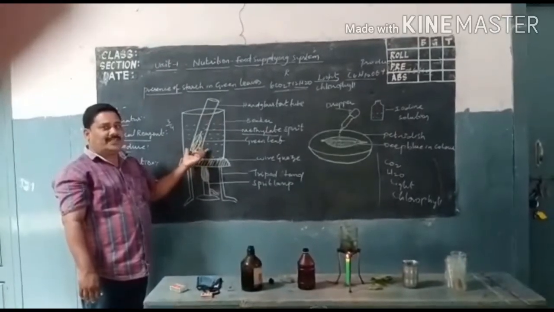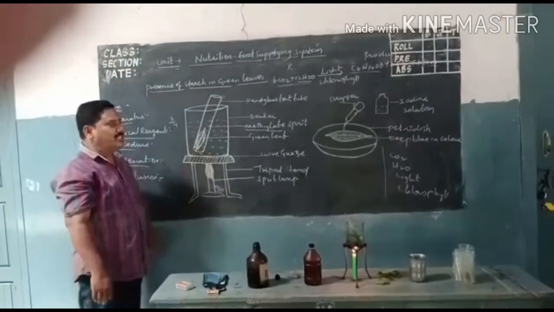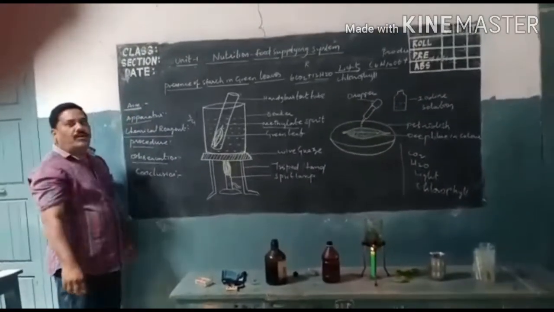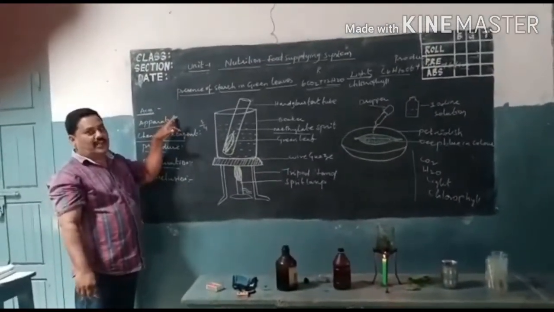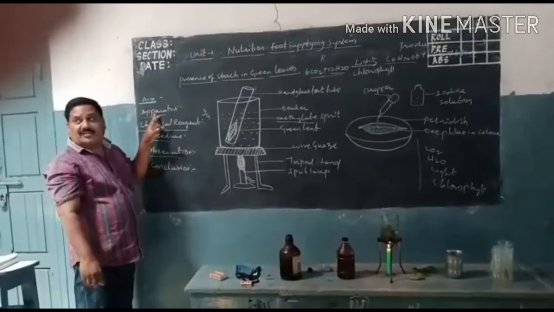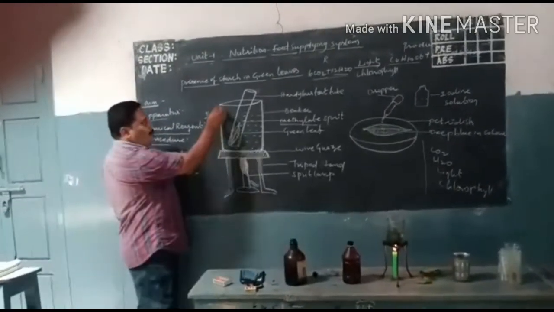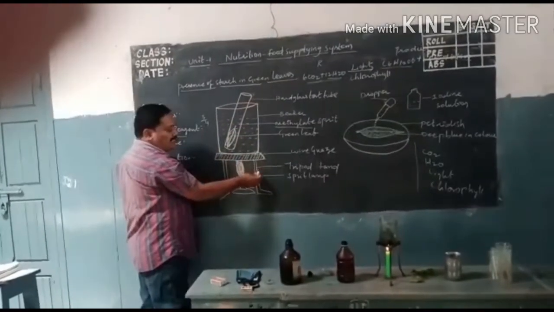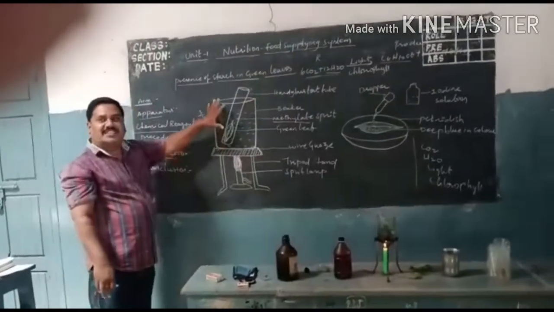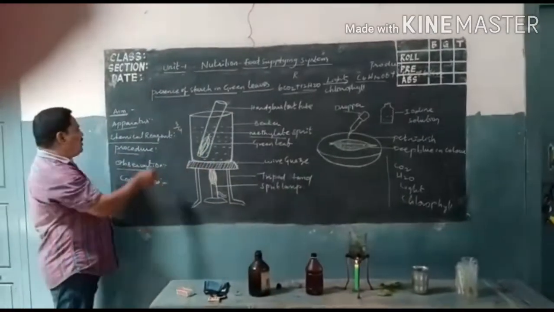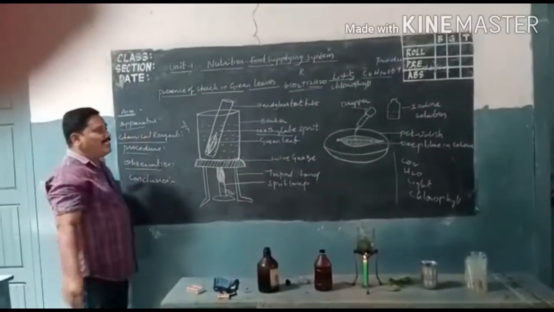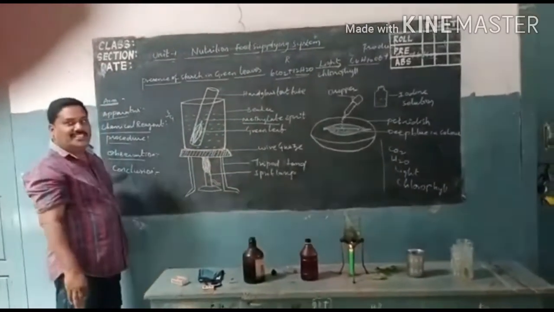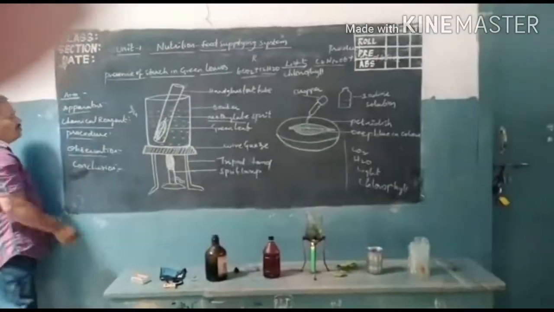Okay, once again I repeat this activity. First, what do you write? Aim: all green plants prepare starch. Apparatus: beaker, hard glass test tube, wire gauze, tripod stand and spirit lamp. Chemical reagents: methylated spirit and iodine solution.